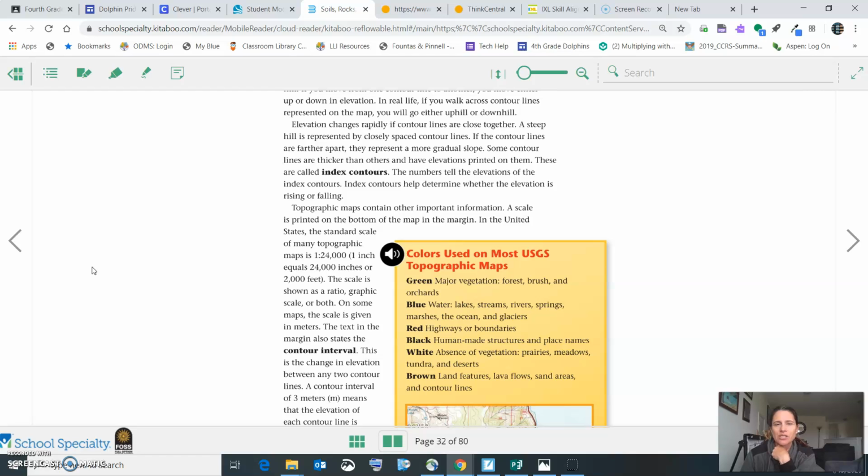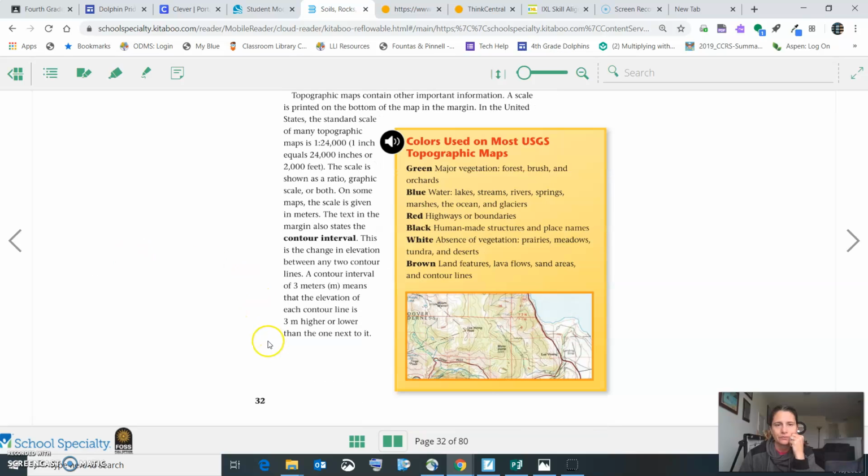The text in the margin also states the contour interval. This is the change in elevation between any two contour lines. A contour interval of 3 meters means that the elevation of each contour line is 3 meters higher or lower than the one next to it.